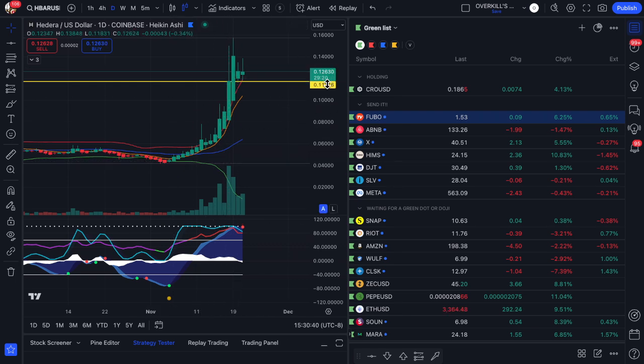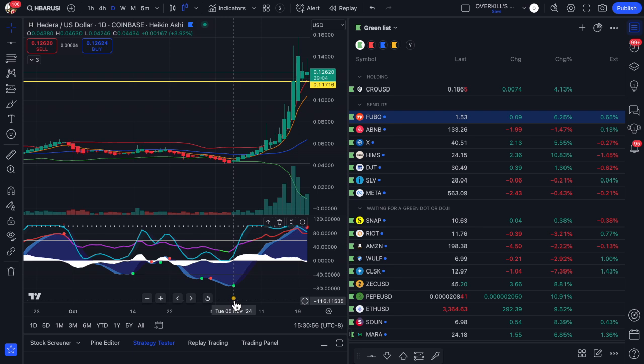So I would definitely be taking some off the table on H-bar. Sell 25, 50% of it, right? 11.5 though, 0.115 is going to be the stop loss. If that breaks, I would sell it and I would get back in on the next green dot.